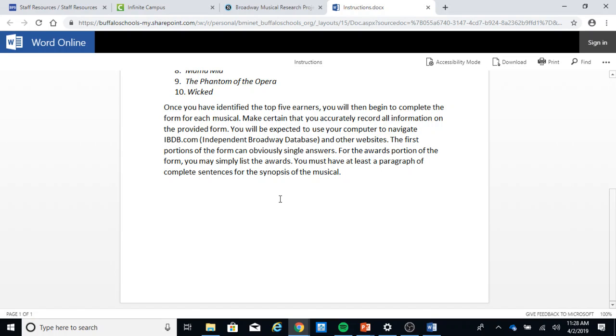Once you've identified the top 5 earners, you will then begin to complete the form for each musical. So you're going to end up with 5 forms, and you're going to fill one out for each musical. And you're going to need these for the test. All right? You're going to need this information. Make certain that you accurately record all information on the provided form.